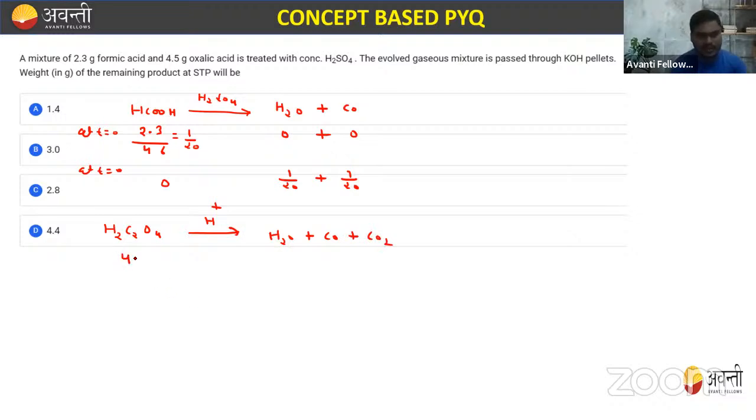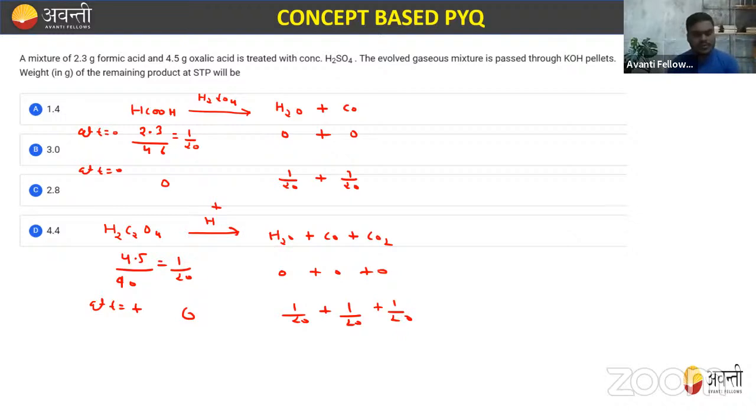Now here also the value is given, that is 4.5 gram divided by the molecular mass, that is 90. So here also we get 1 by 20. This is 0, this is 0, this is 0. At t equals final, some t, this value becomes 0. This is 1 by 20, this is 1 by 20, this is also 1 by 20.